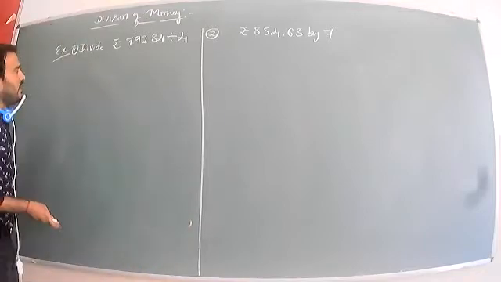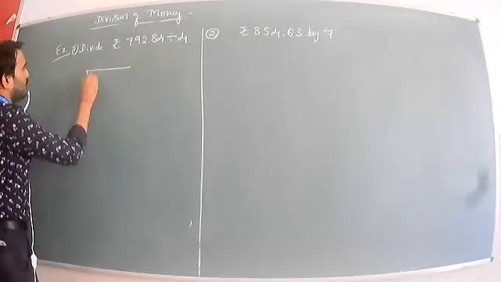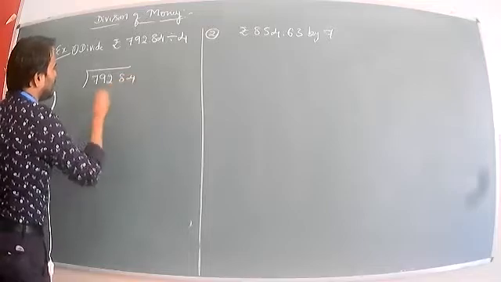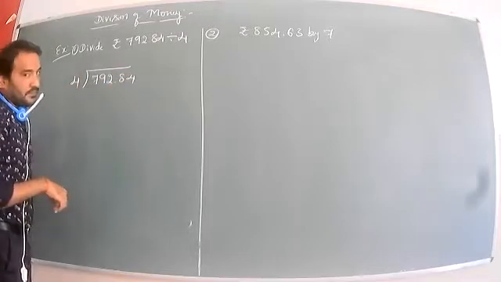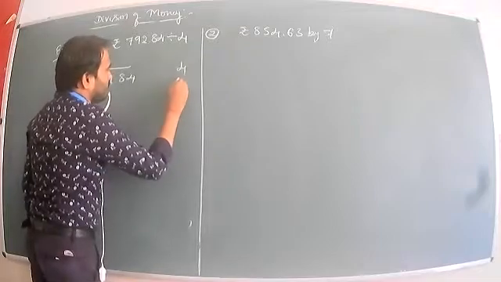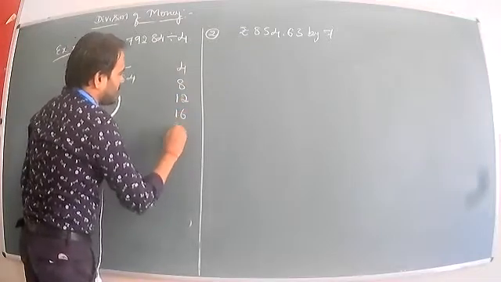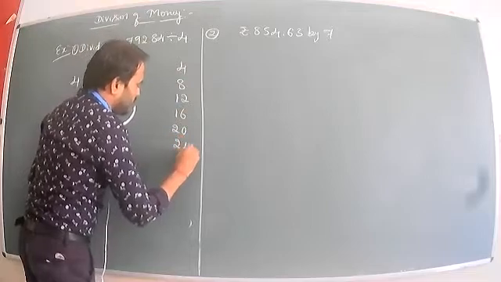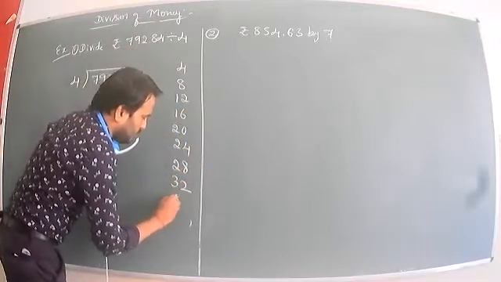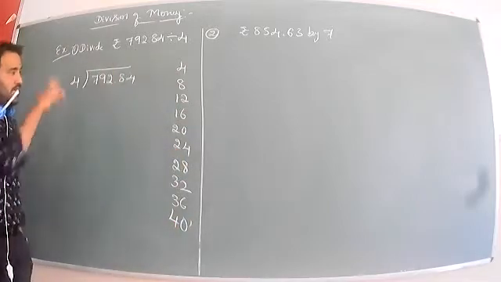Let me divide the number. First we arrange the long division method: 792 rupees 84 paisa divided by 4. The divisor is 4. Now write the tables of 4: 4 1 the 4, 4 2 the 8, 4 3 the 12, 4 4 the 16, 4 5 the 20, 4 6 the 24, 4 7 the 28, 4 8 the 32, 4 9 the 36, 4 10 the 40.